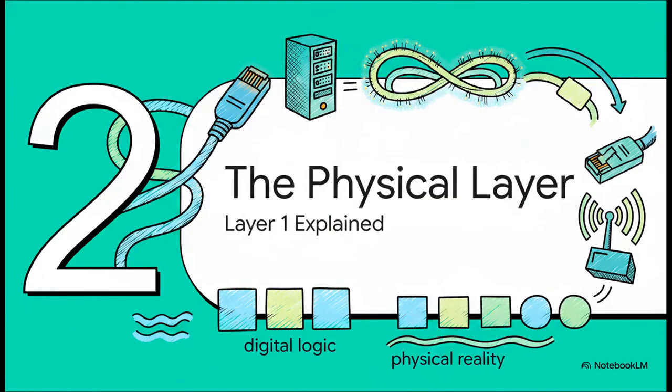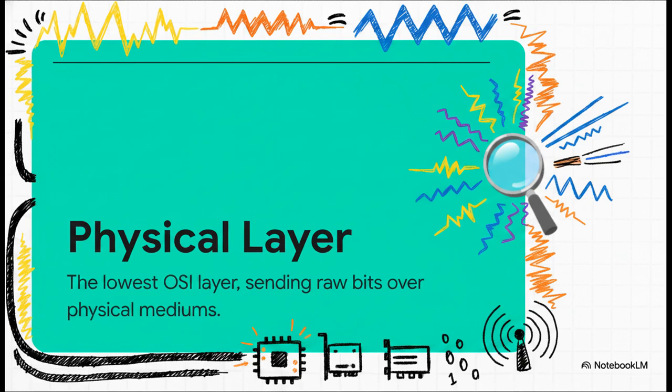Okay, moving on to Section 2. Let's officially meet the star of today's show, the physical layer. We are going right to the absolute bottom of the stack, where digital logic slams into physical reality. So, what exactly is it? Well, the physical layer is the first and lowest layer of the OSI model.